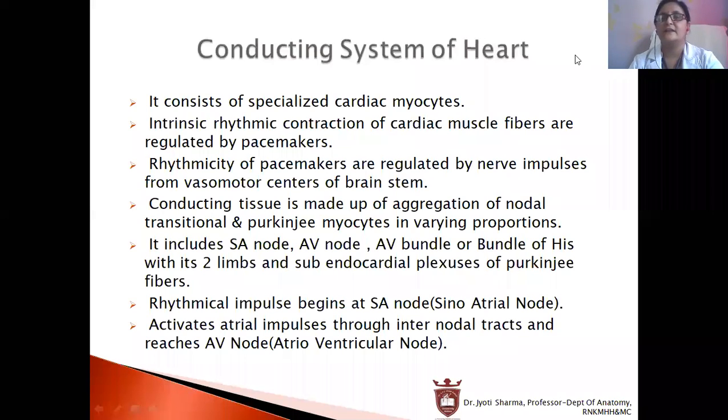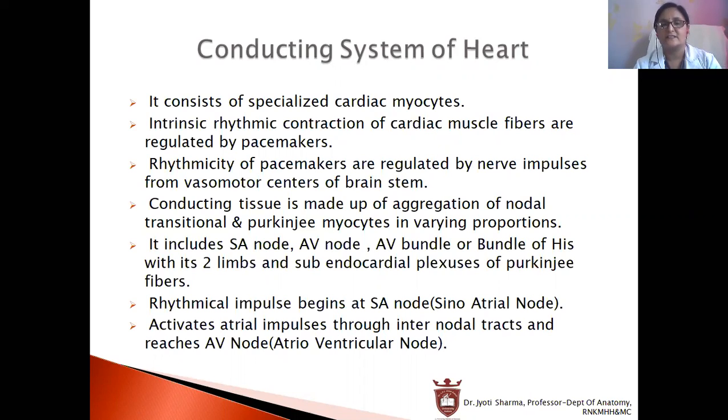Now we will see the conducting system of heart. It consists of specialized cardiac myocytes. Intrinsic rhythmic contraction of cardiac muscle fibers is regulated by pacemakers. Rhythmicity of pacemakers is regulated by nerve impulses from vasomotor centers of brain. Conducting tissue is made up of aggregation of nodal, transitional, and Purkinje myocytes in varying proportions.